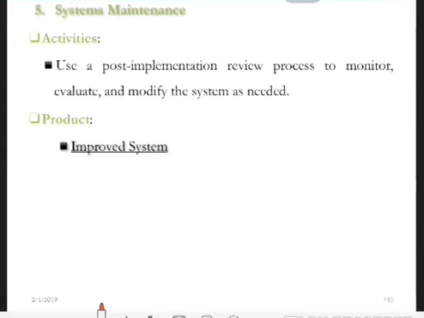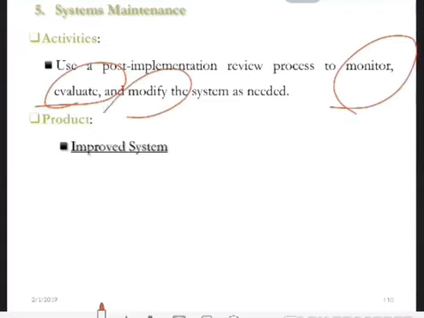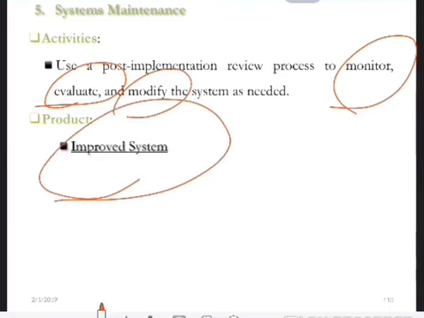Then system maintenance activities is a post implementation review process to monitor, evaluate and modify the system as needed. After implementation, we have to monitor the system, evaluate it and modify it. And the output result is an improved system, a better system. So here we have the 5 stages of the information system development life cycle, or we can say the system development life cycle.